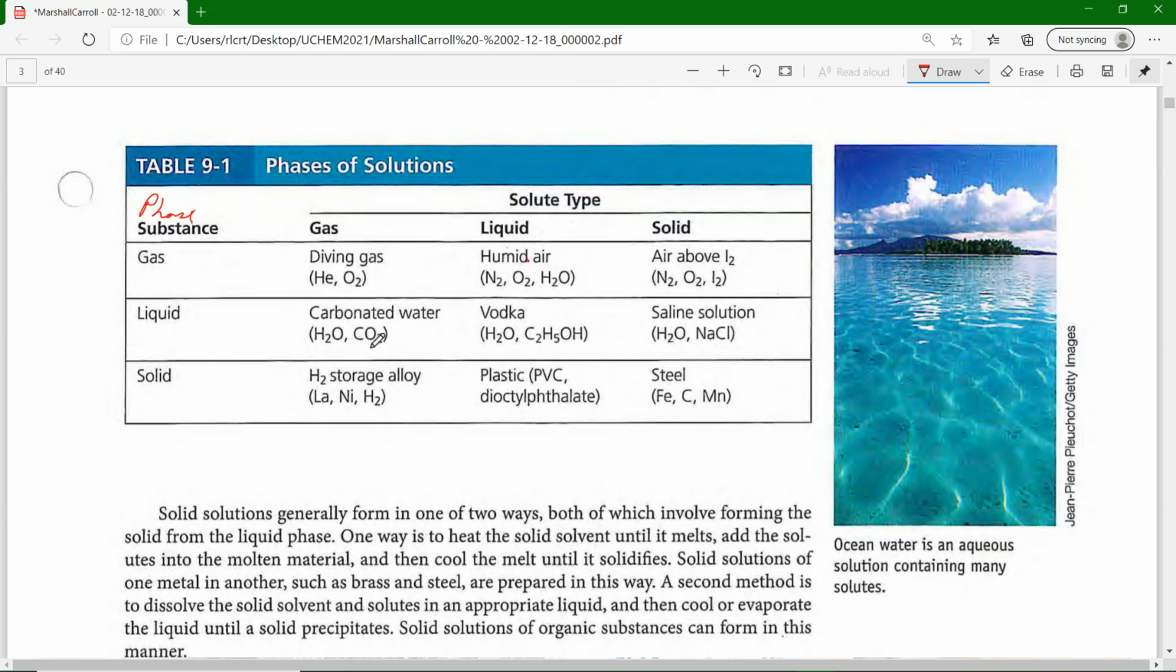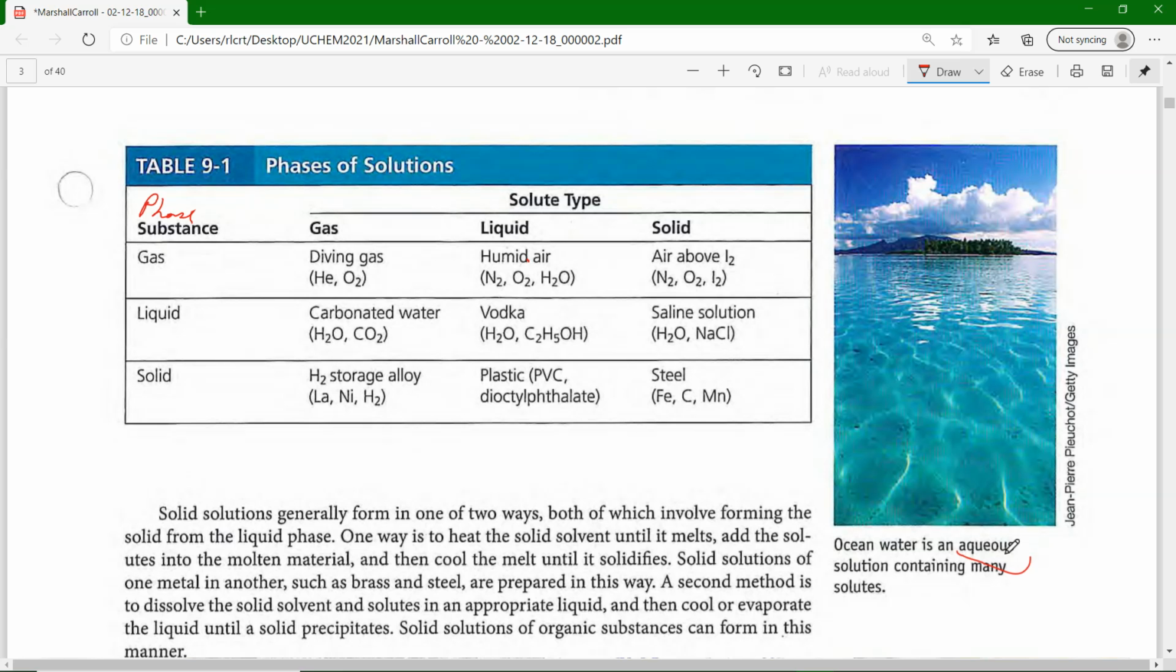Liquid, we can have carbon dioxide gas dissolved in water. Liquid, we could have vodka, so we could have ethanol, which is grain alcohol, as a solute, and water as a solvent. We could have a salt solution, and that's the one we'll look at the most in this chapter. So that is a solid dissolved in water. Ocean water is an aqueous solution. Aqueous means water is the solvent. Some people say aqueous, some people say aqueous, and there's lots of solutes in ocean water, that's for sure.